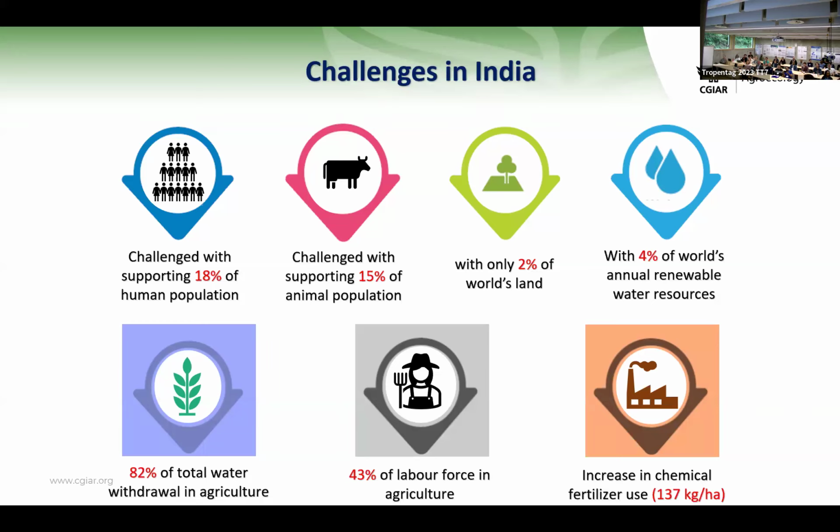India is home to 18% of the human population and 15% of the animal population, with only 2% of land and 4% of annual renewable water. Most of the water is used in agriculture, and 43% of the labor force is employed in agriculture. The main challenge in India these days is the steady increase in chemical fertilizer use in agriculture, which is currently about 137 kilograms per hectare.